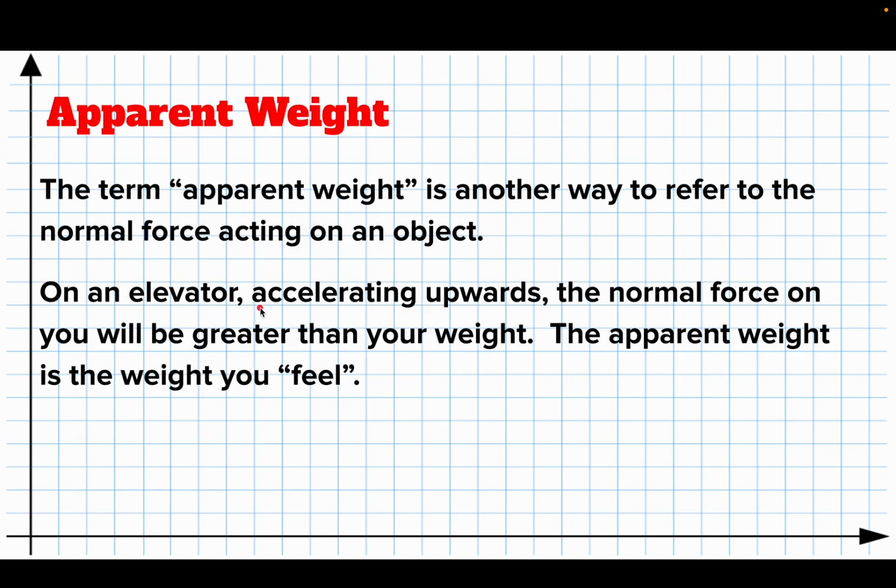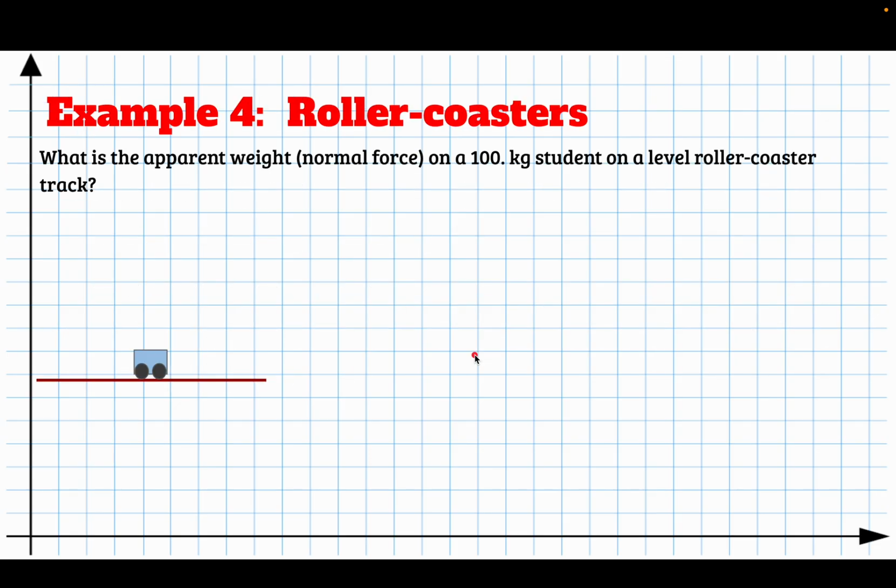The force acting up on you has got to be greater than gravity pulling down on you in order to make you accelerate upwards. So that force pushing up on you, that normal force, it's the weight you feel like you have. So we call it the apparent weight, but apparent weight is just normal force.